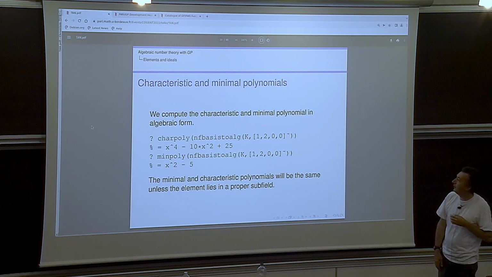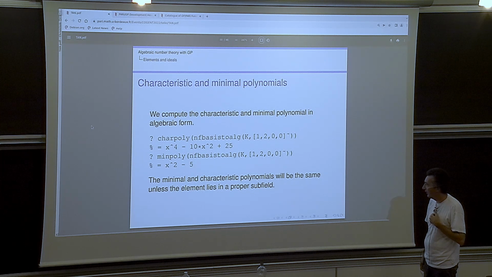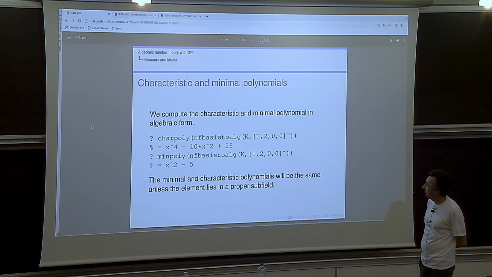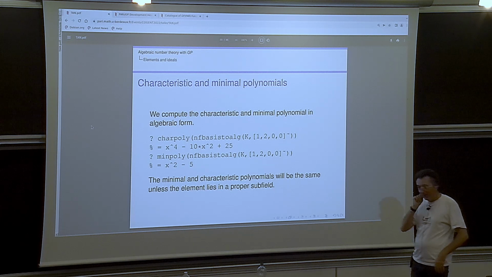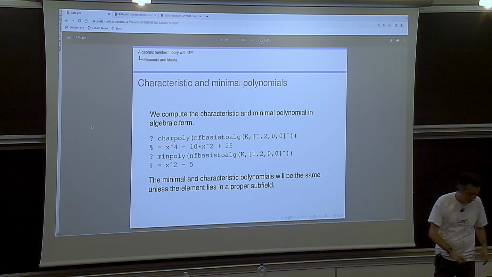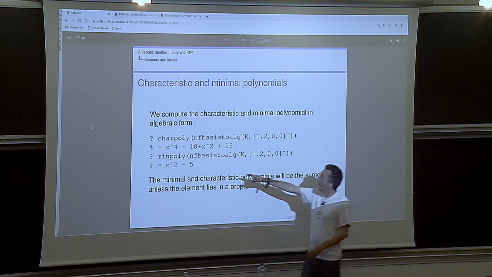So you can also compute the characteristic polynomial and the minimal polynomial. Here we have to convert it to the polmod representation. And as it says, the characteristic polynomial and the minimal polynomial should be the same, except if your element lies in a proper subfield. Then the characteristic polynomial will be a power of the minimal polynomial. So here we find that this is the square of this one.